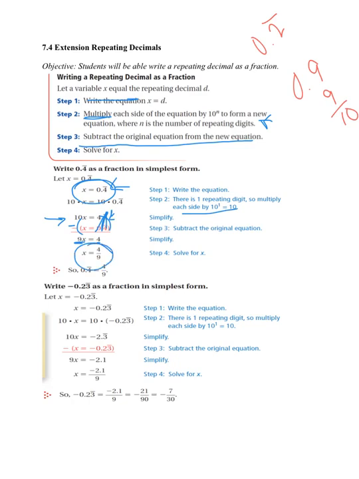If you use your calculator and do 4 divided by 9, you're going to see that it equals 0.4 repeating. That process works. Okay, so take a look at the next one.